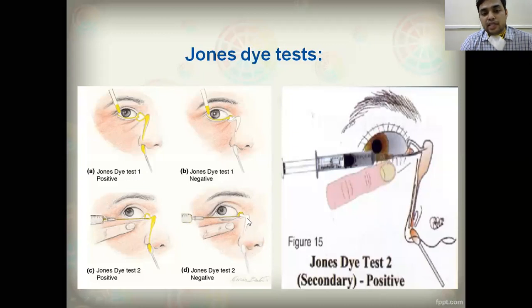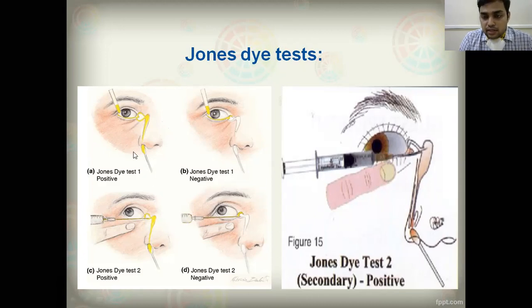So as the dye is not present in the lacrimal sac, in case of lacrimal pump failure, the Jones dye test is negative. So basically, the Jones dye test is used to differentiate between the partial obstruction and the pump failure. Whereas the Jones dye test 1 helps in differentiating primary hyperlacrimation from epiphora, that is, epiphora because of the partial obstruction or lacrimal pump failure. So this is about the Jones dye test.